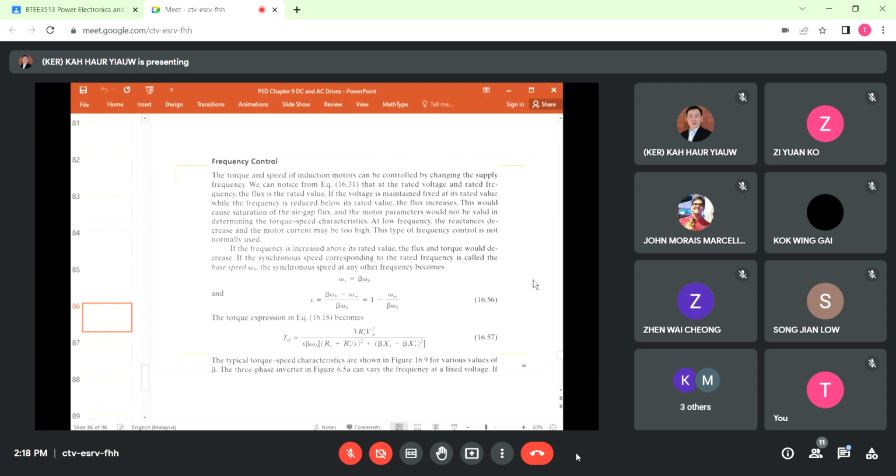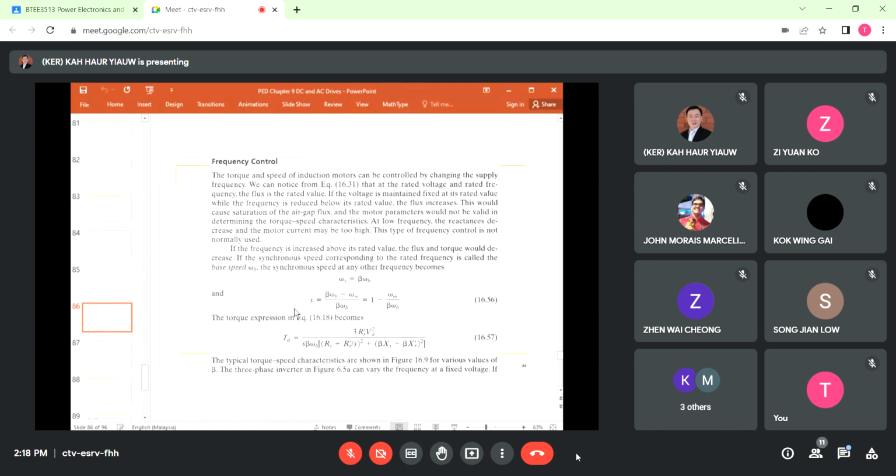At low frequency, the reactances decrease and the motor current may be too high. This type of frequency control is not normally used. If the frequency is increased above its rated value, the flux and torque would decrease. If the synchronous speed corresponding to the rated frequency is called the base speed omega b, the synchronous speed at any other frequency becomes this equation here.